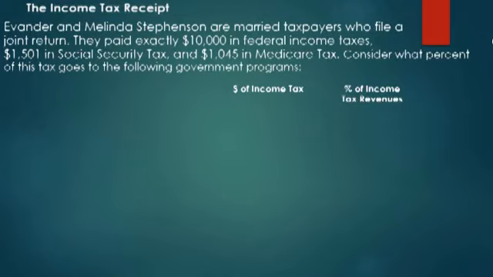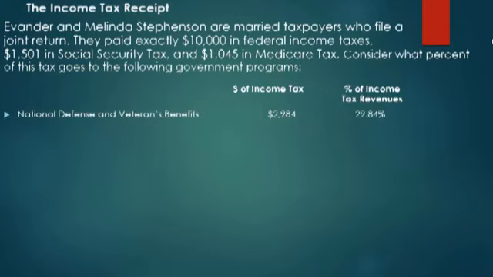So we're going to go through this fairly quickly, but at least consider, and we have a little scenario here with Evander and Melinda Stevenson. They're married taxpayers who file a joint tax return and they paid exactly $10,000 in federal income taxes, $15,001 in Social Security tax, and $1,045 in Medicare tax. So we want to consider what percentage of this tax goes to the following government programs.